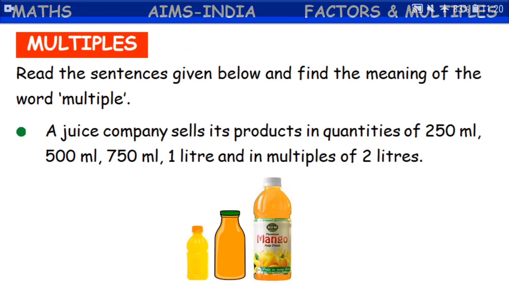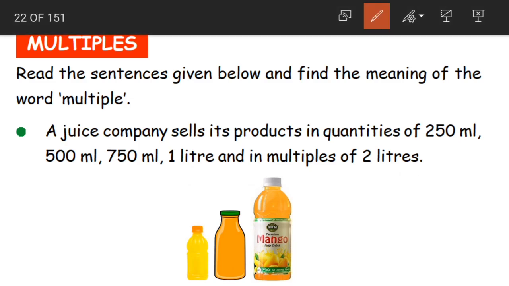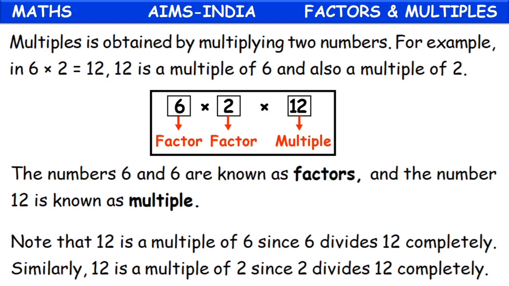Now coming to the multiples. Read the sentence given below and find the meaning of the word multiple. A juice company sells its products in quantities of 250 ml, 500 ml, 750 ml, 1 liter, and in multiples of 2 liters. See, what are they saying? We have a juice company which sells its products in different quantities like 250 ml, 500 ml, 750 ml, 1 liter and multiples of 2 liters.